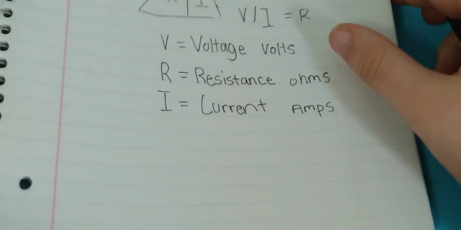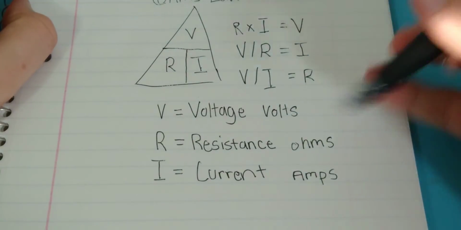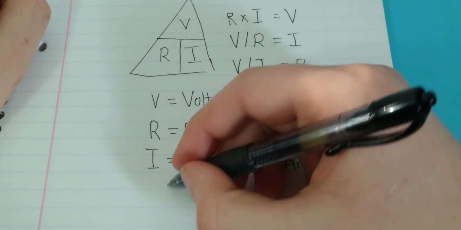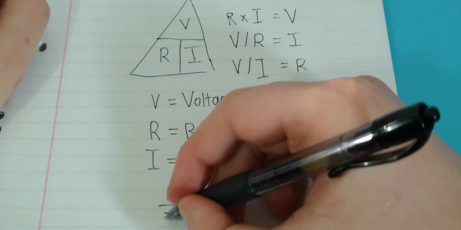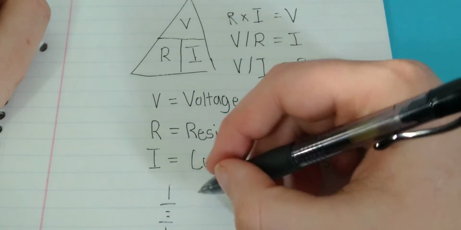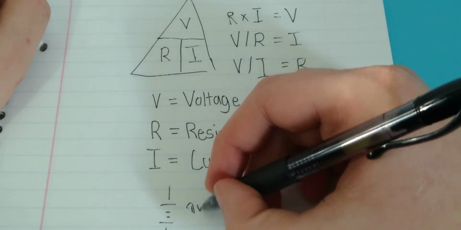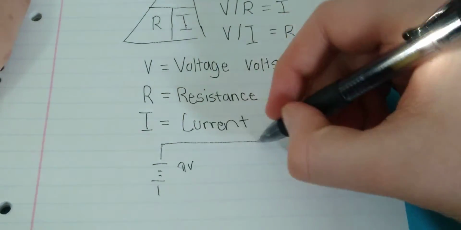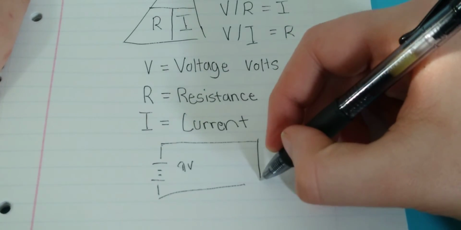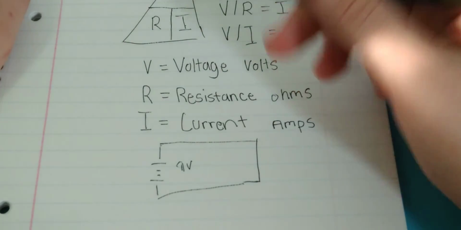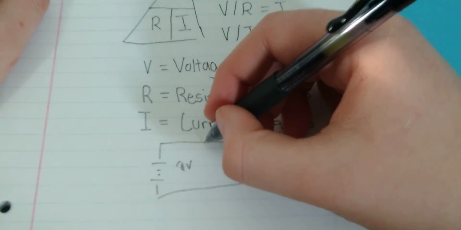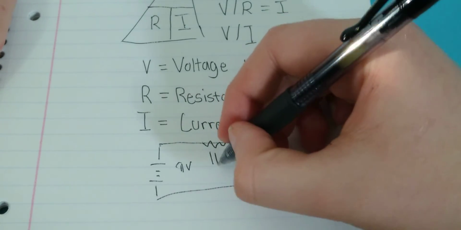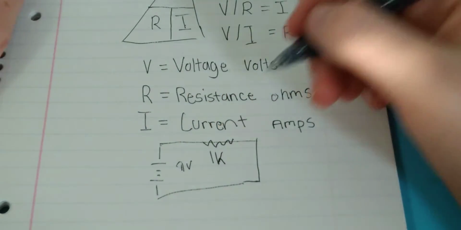So say I had a 9-volt battery. This is a 9-volt battery right down here. And we want to find the, okay, we're going to put a resistor right here. This resistor is going to be 1,000 ohms.